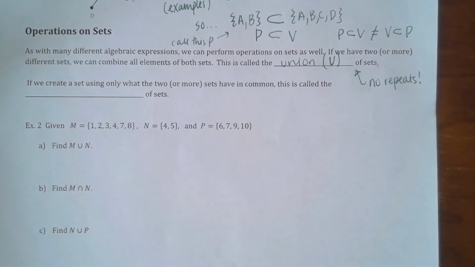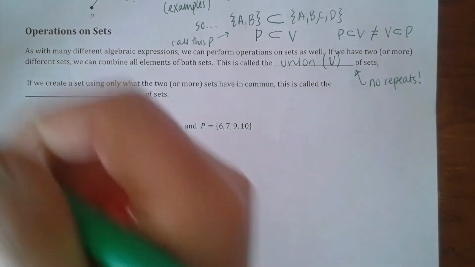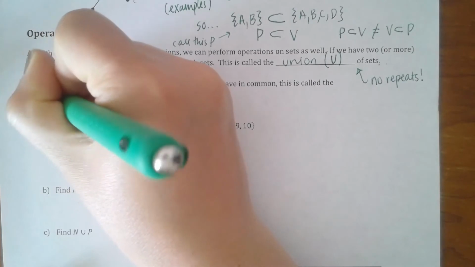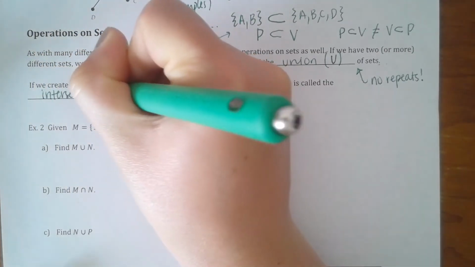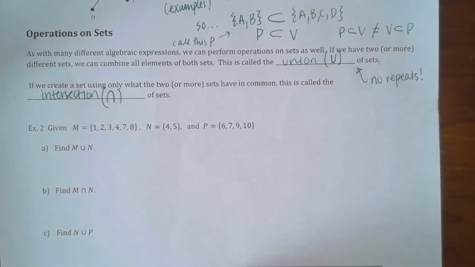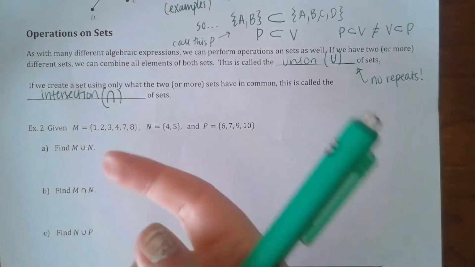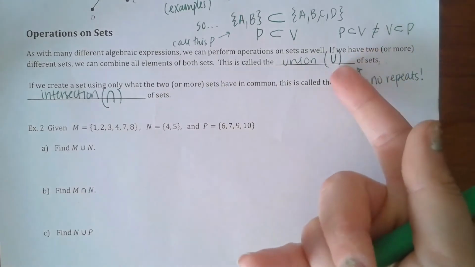We can also create a set that's only using what the sets have in common, and this is called an intersection. And we use the downward U looking thing to represent that. You can think about this as the and part, and the union is the or, like we just did in our last logic.